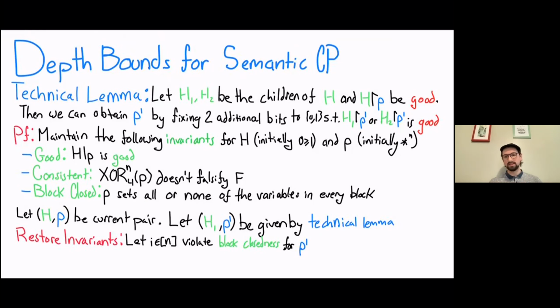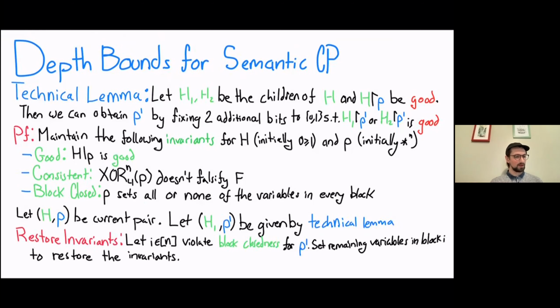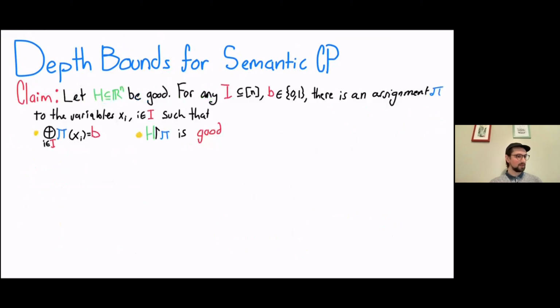And so we have to set the remaining variables in that block, and we want to do it in such a way that we don't falsify any constraint of F. Yeah, so we're going to set the remaining variables. And what allows us to do this is the following claim. To prove it is very simple, but it uses properties of half spaces, in particular that they're monotone.